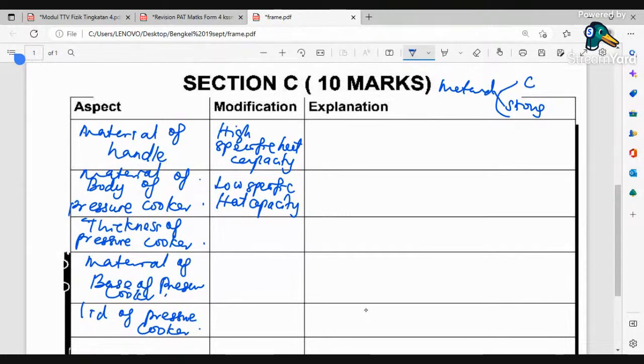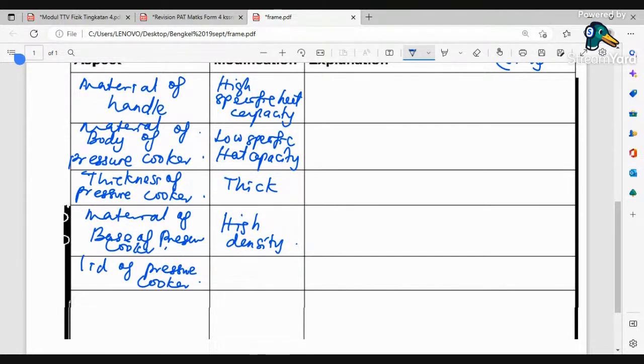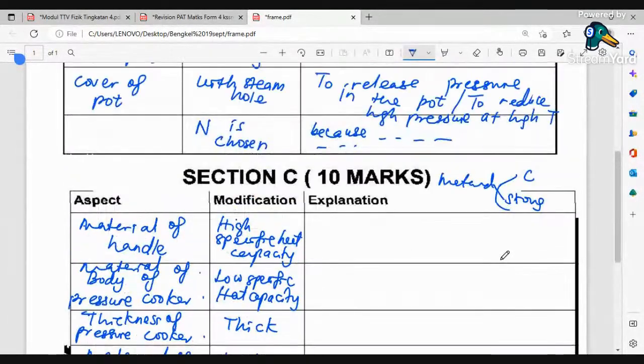Okay, thickness of the pressure cooker body must be thicker, thick. Material of base. Okay, material of base is high density. Or you can put low specific heat capacity, but that was already covered by the body. Let's take another one. Okay, high density for the base part. Lid. Its cover must have a steam lock. It must have. Okay, we can explain one by one.